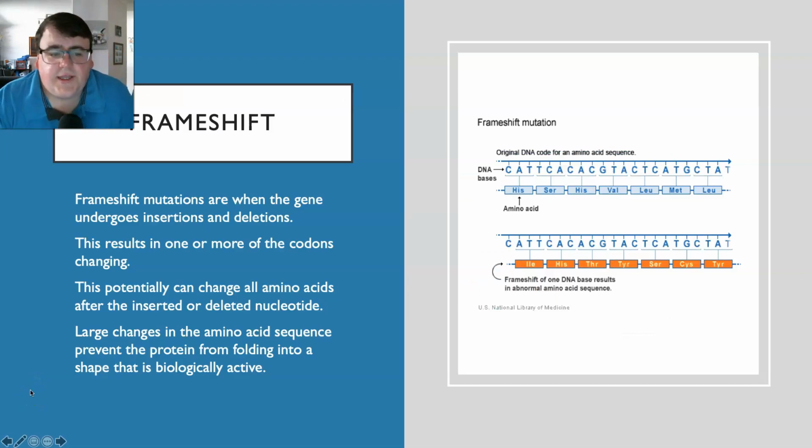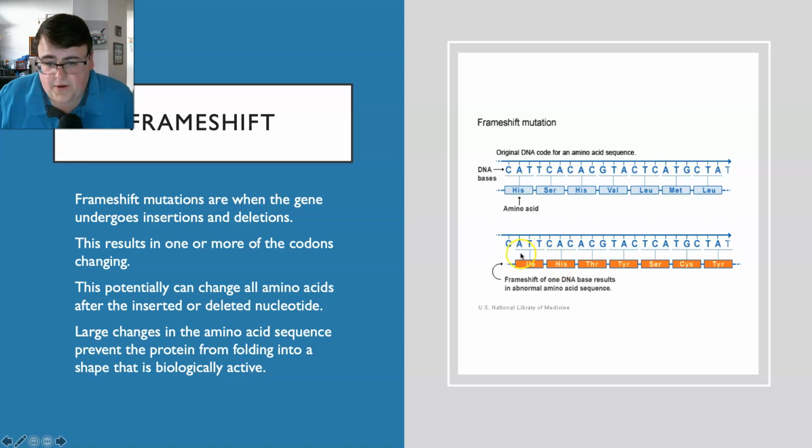Frameshift mutations, these are when the gene undergoes specifically an insertion or a deletion, which results in one or more of the codons changing. So, as we talked about on the earlier slide, an insertion or deletion is basically going to change every codon from that mutation onwards, which can essentially change every amino acid after that mutation. Okay. When we have large changes like this, it's very likely that it's going to prevent the protein from folding into a shape that's biologically active.